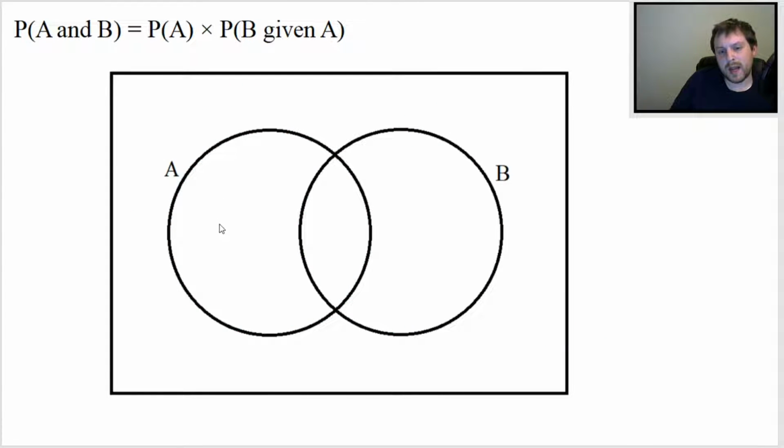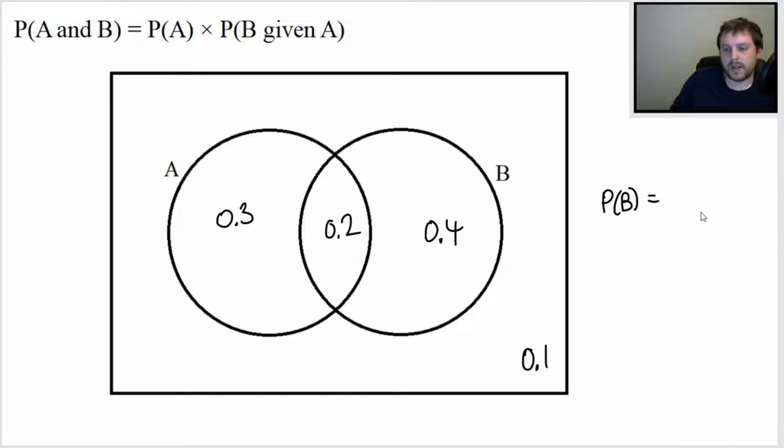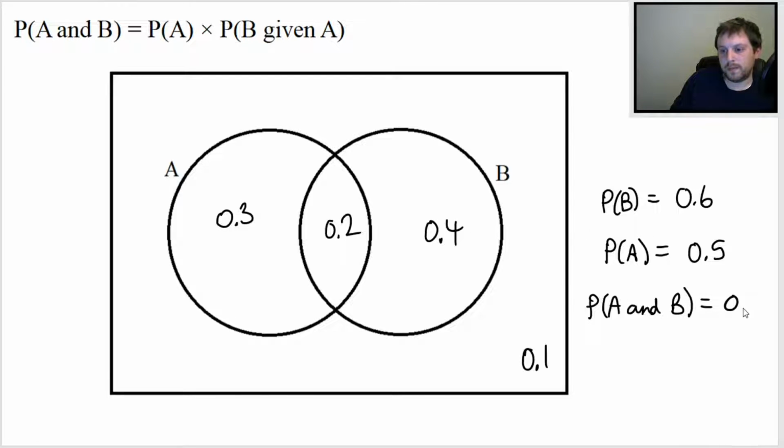So perhaps we have 0.3, 0.2, 0.4, and 0.1. Now, if I ask you what's the probability of B, that's 0.6. If I ask you what's the probability of A, that's 0.5. If I ask you what's the probability of A and B, that's 0.2. What about the probability of B given A?